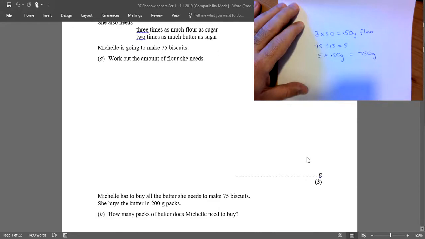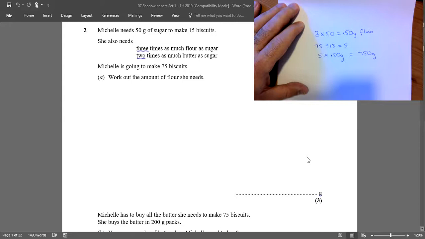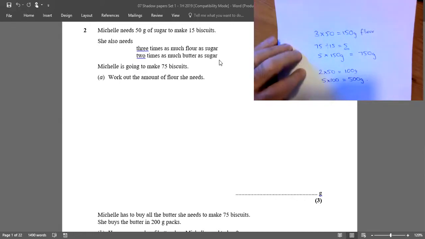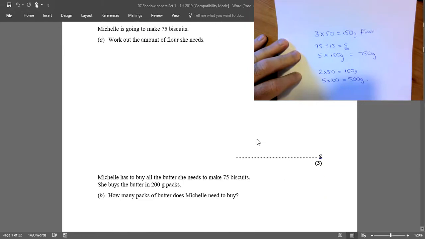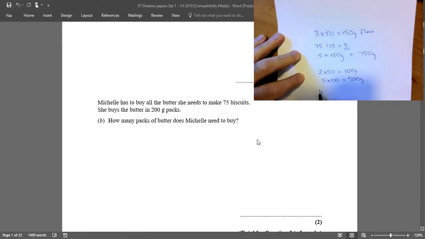Now, part B. Okay, the butter comes in packets of 200 grams. So she needs twice as much butter as sugar. So 2 times 50 is 100 grams. She needs 5 lots of 100 grams. So she needs 500 grams of butter. Okay, it's only sold in packs of 200. So 500 divided by 200 is 2.5 packs. So obviously we would have to buy 3 packs.